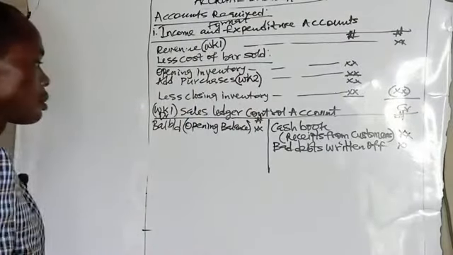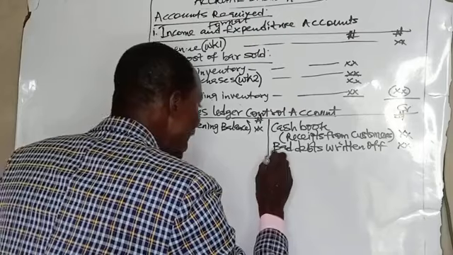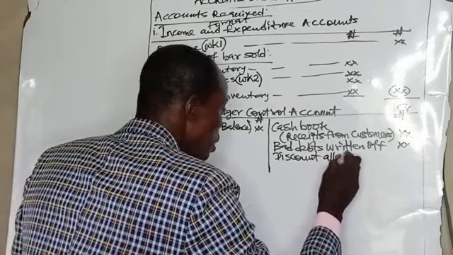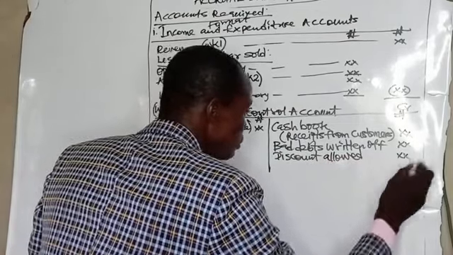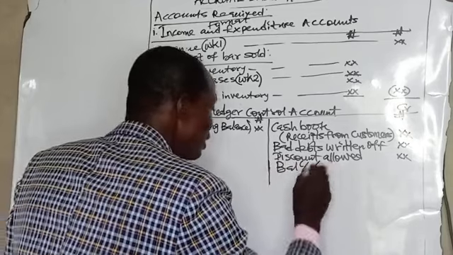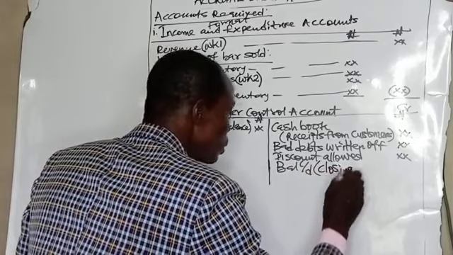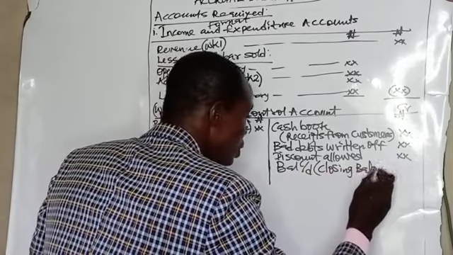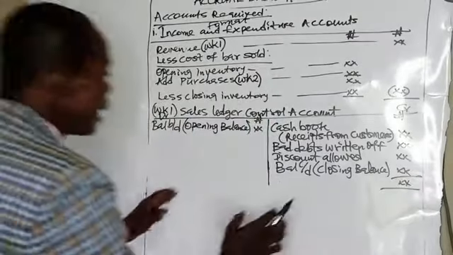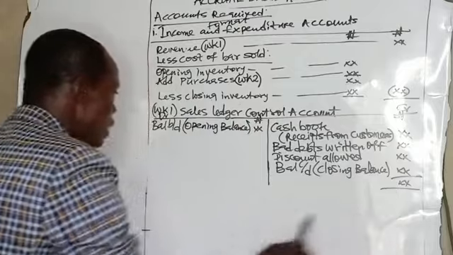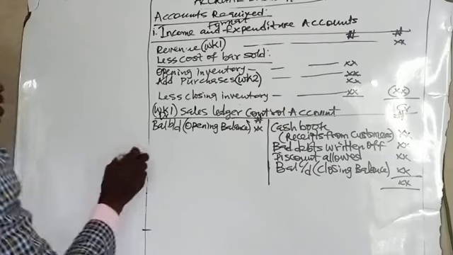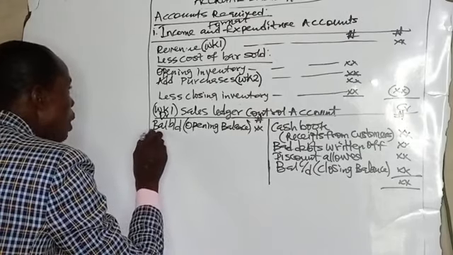Then, if you have discount allowed, it will also reduce the amount owed by the customers, so you credit it. The closing balance will be carried down here, which is closing receivable balance, closing balance in respect of debtors. So, by the time you add the credit side, you have this as the total. You now subtract the opening balance from the total of the credit side. The difference will be your revenue.